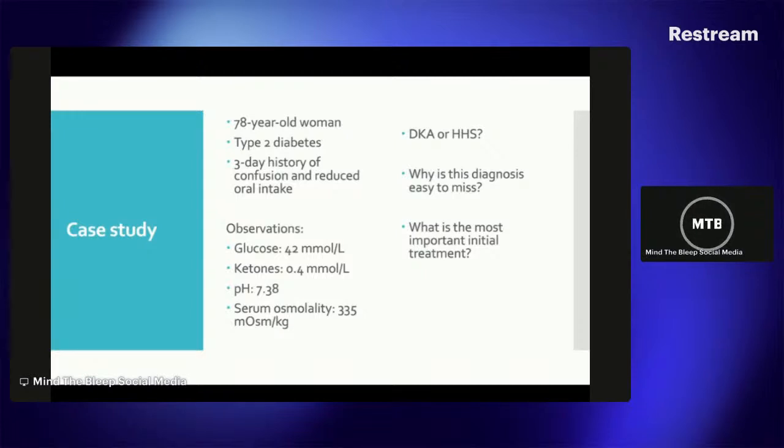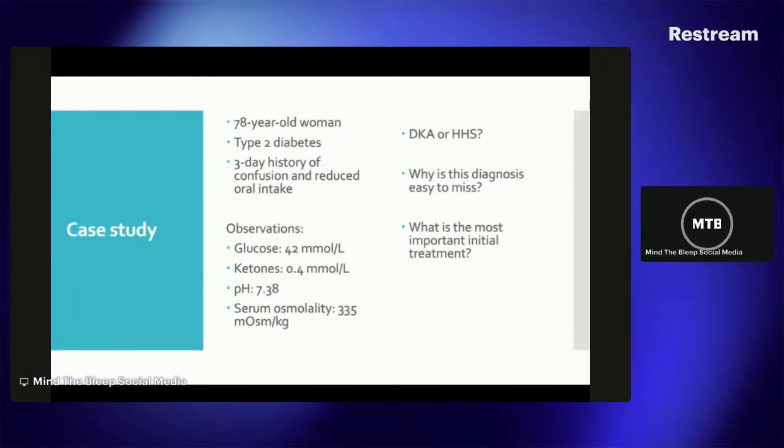So we have a 78-year-old woman. She's a type 2 diabetic. She's presented with a 3-day history of confusion and reduced oral intake. In terms of her obs, we have glucose 42 millimoles per liter, ketones 0.4 millimoles per liter, a pH of 7.38, serum osmolality 335 milliosmoles per kilogram.